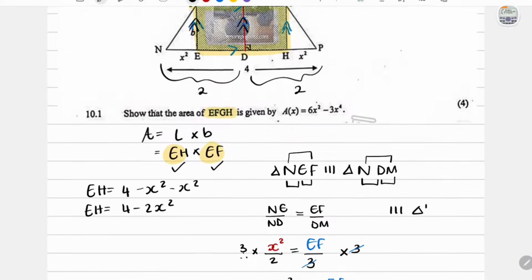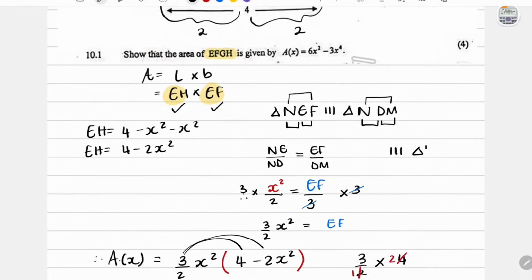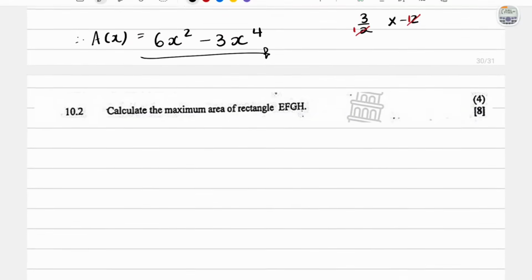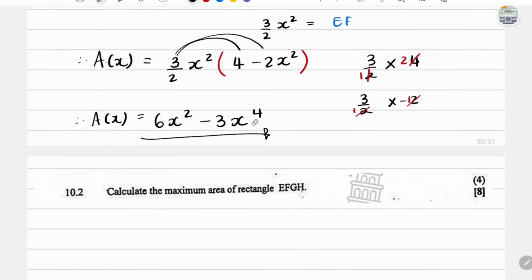Okay, so that's that. 4 marks. Moving on to the last question of question 10. Okay, and then the last question is calculate the maximum area of rectangle EFGH. Okay, so this is the area of it.